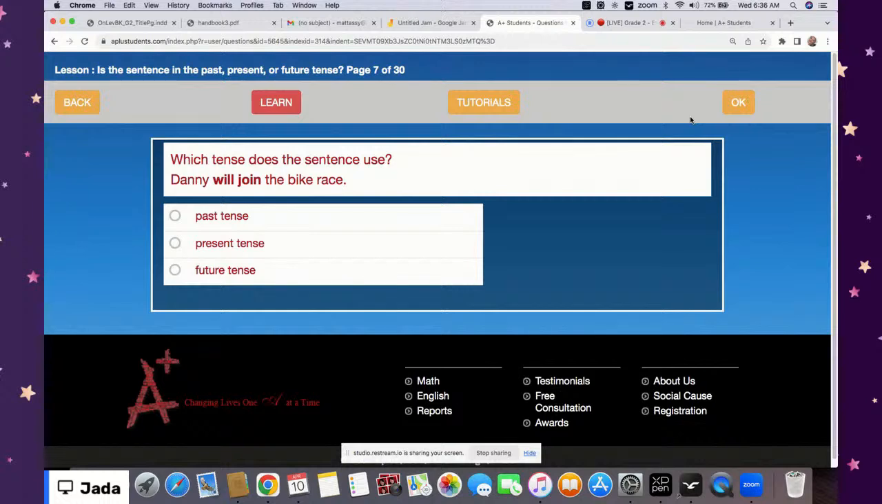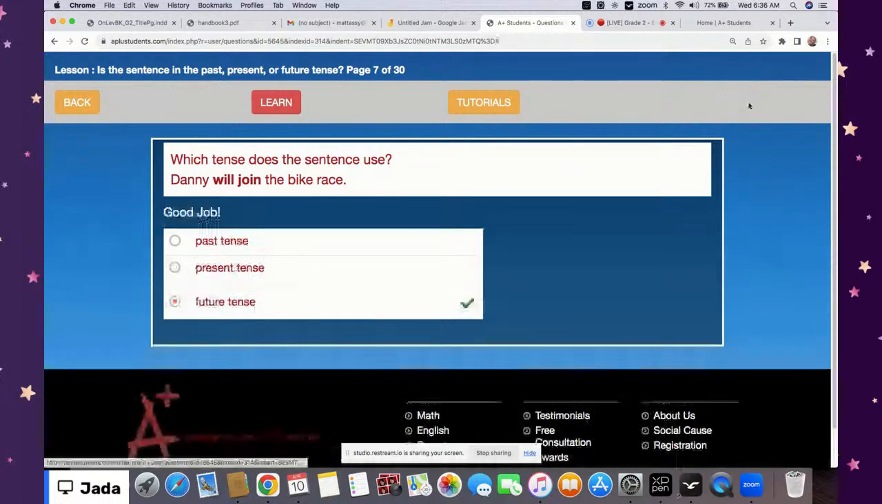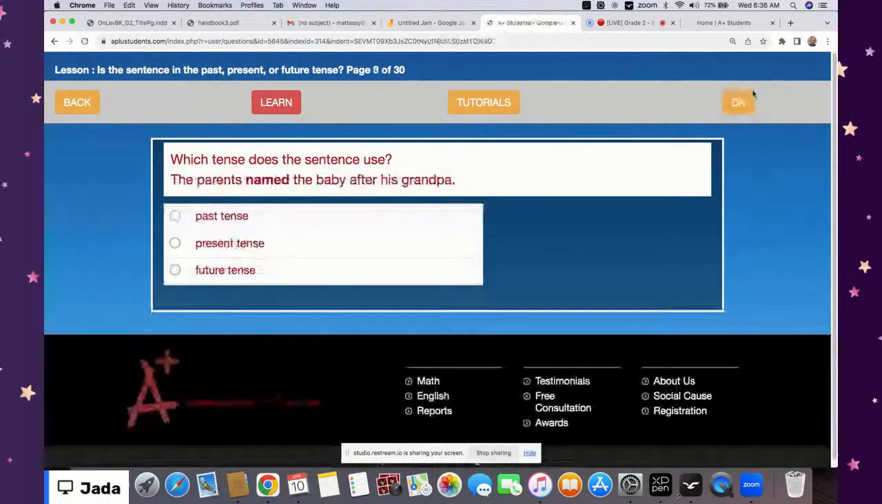Winnie, I want to ask a question. Do you understand what we are doing here? Do you have a question, Winnie? You can ask me. Will join is future because of the will. And if you see ed, like this one, the parents named the baby after his grandpa. Ed, it is what? Past tense. Okay?